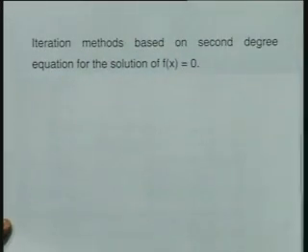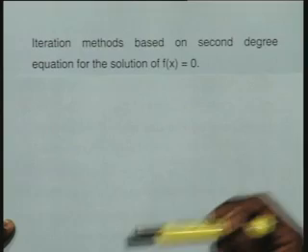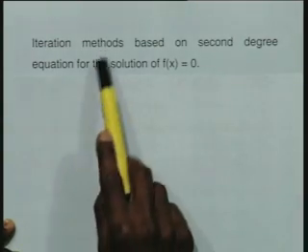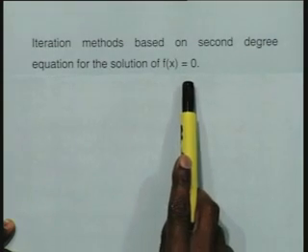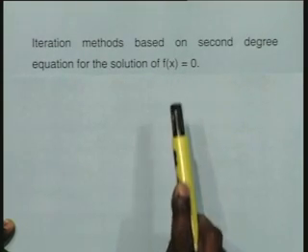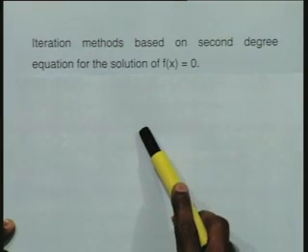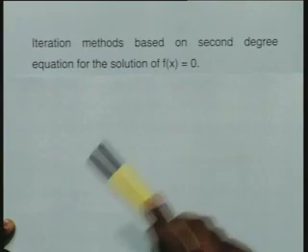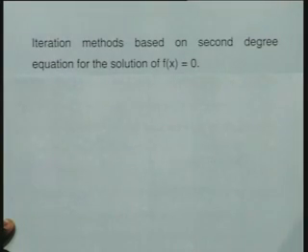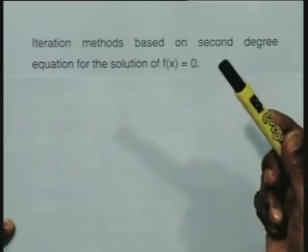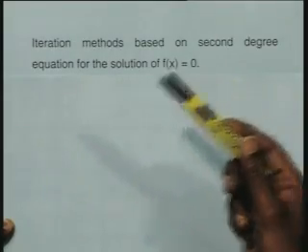Now let us go to the methods which I can construct superior to the Newton-Raphson or the secant method, which I would call iteration methods based on a second degree equation for the solution of f(x) equal to 0. Now in the earlier discussion we said that in the neighborhood of the root I can approximate the curve by a straight line and then obtain the methods, but now I would like to take a better approximation than a straight line. The better approximation than a straight line is a parabola passing through 3 points, which is nothing but a second degree equation.